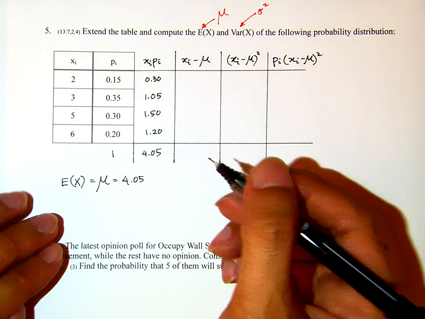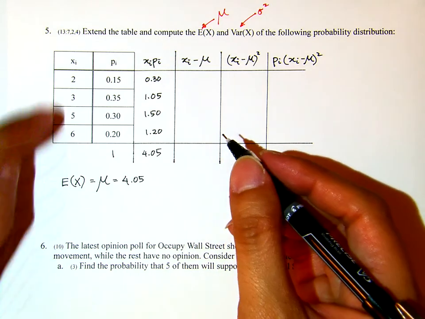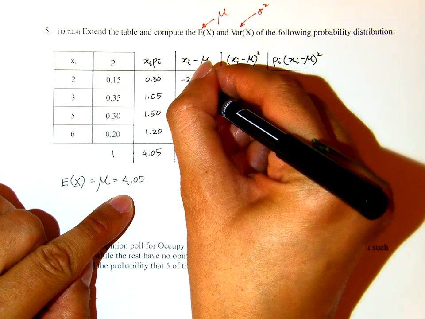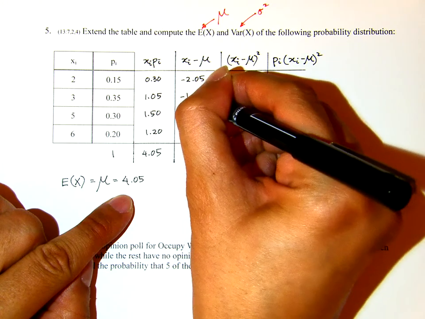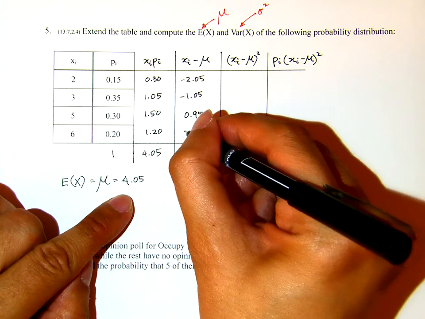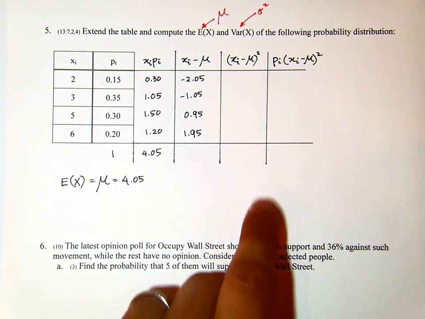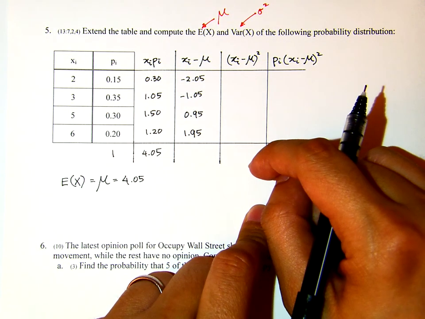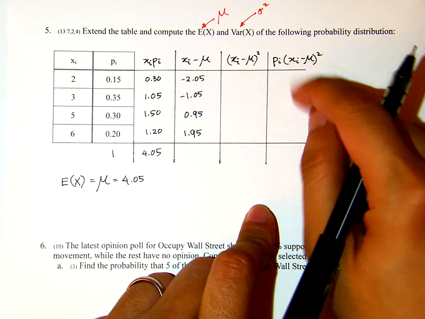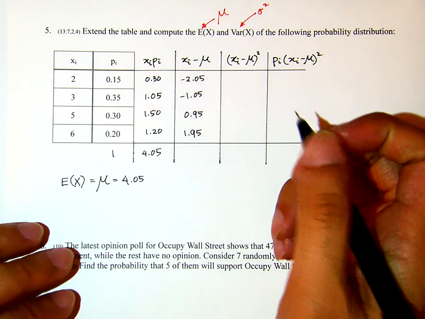Okay. Now I will use this to subtract from each category there. 2 minus 4.05, that's negative 2.05, negative 1.05, and this one will be 0.95, and this one will be 1.95. And then each one of these you're going to square. You need to take your time to square it, right? And then after that multiply by the probability. Take some time, but this is what I have.